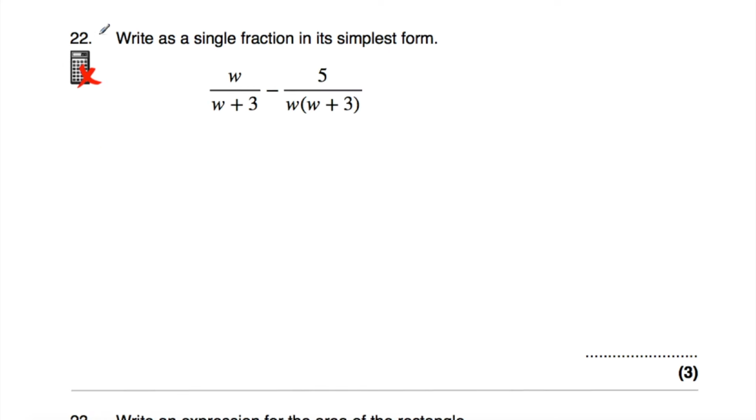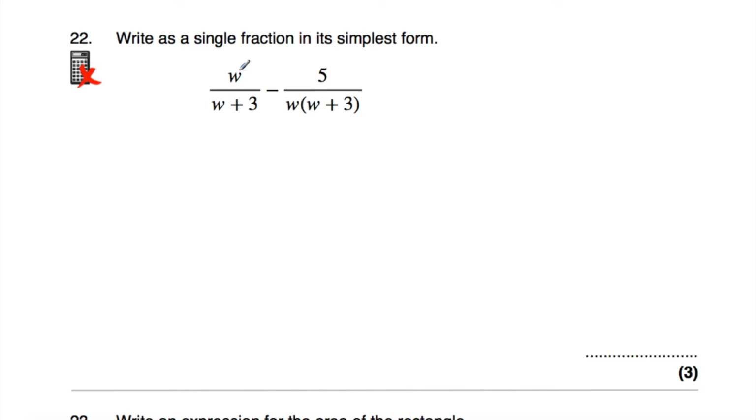Okay, let's have a look at our next question, question number 22. We've been asked to write as a single fraction in its simplest form, w over w plus 3 subtract 5 over w brackets w plus 3. So we want to subtract these fractions, so it'd be fantastic if we had a common denominator. If we have a look here, we've got w plus 3, but this one's w times w plus 3.